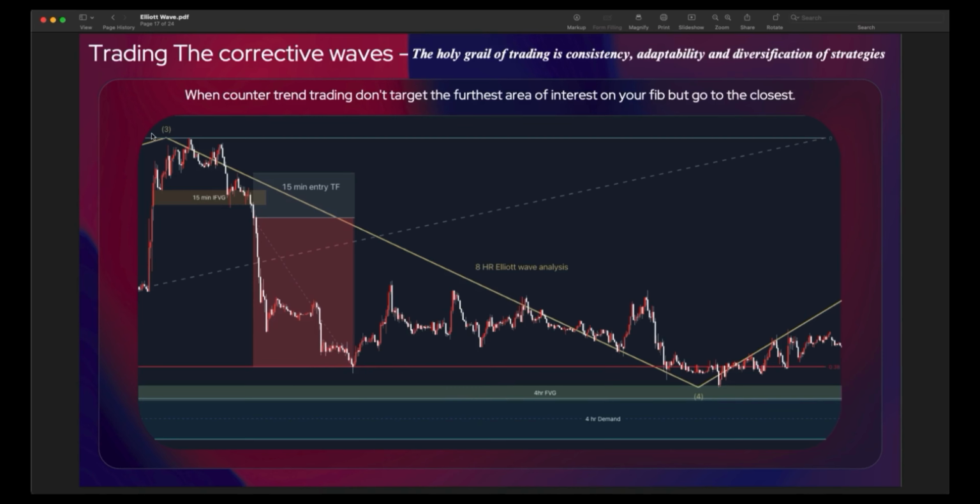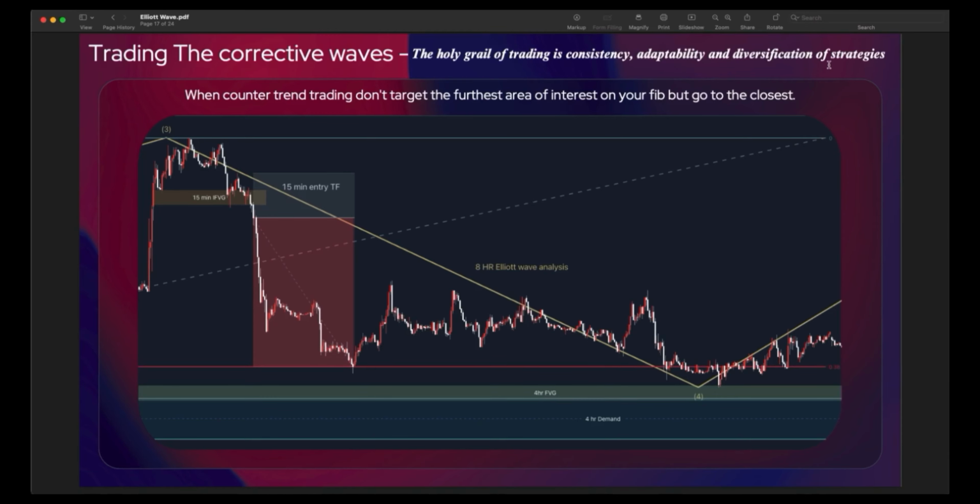Okay, so yeah, you could have marked up your higher time frame waves all the way to wave 3, marked up your 4-hour fair value gaps or your 4-hour demand. I would say mark them all up, get ready, look for price action, look for some confirmation, enter, bam, you're good to go. As you can see, my entry was at the 15-minute and my stop loss was just above this little high right here.